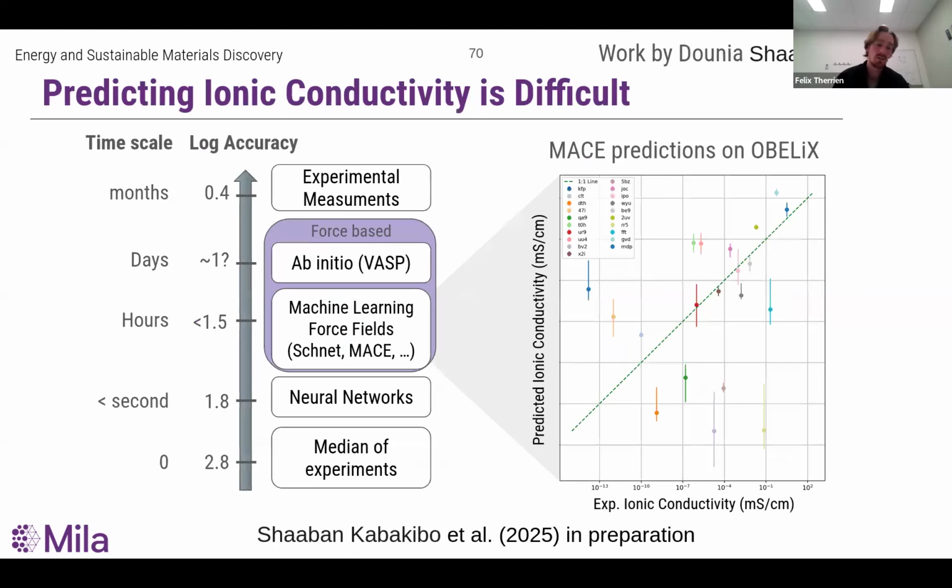So now our goal is to have a suite of models that take more or less time and are more or less accurate. If you look at the top here, the best possible way to measure ionic conductivity is obviously to measure it experimentally. And we know that this is going to be about 0.4 orders of magnitude in terms of accuracy.